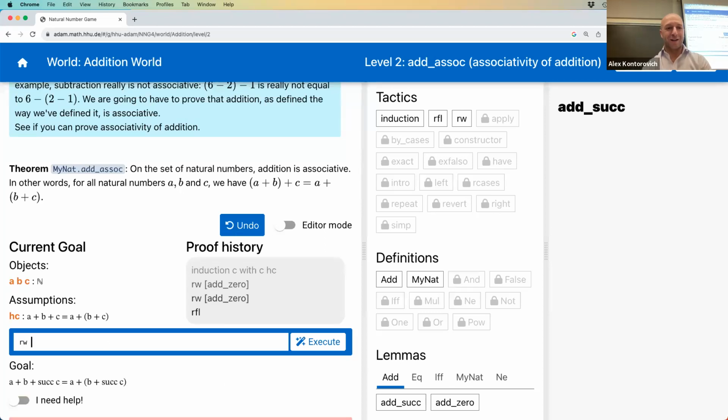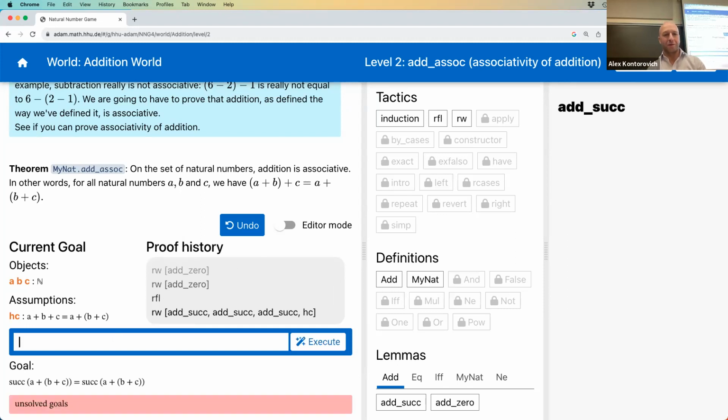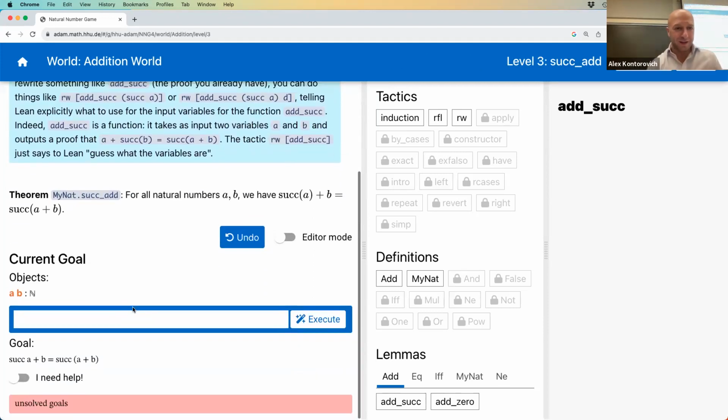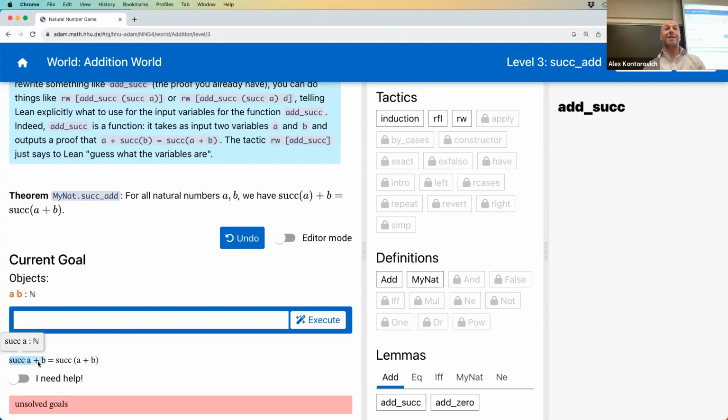And we could have done add_succ, add_succ. How many did we need? 3. add_succ, and then HC, all in one fell swoop, and then REFL. Okay. All right. Why is, we have add_succ. This is succ_add. If you have successor of A plus B, that also can pull out.